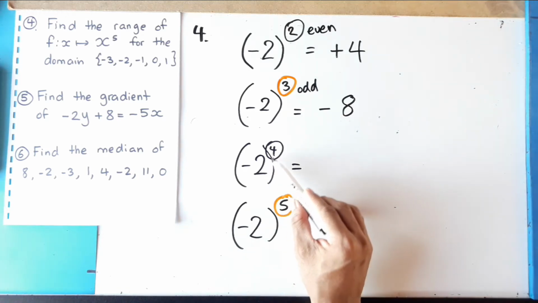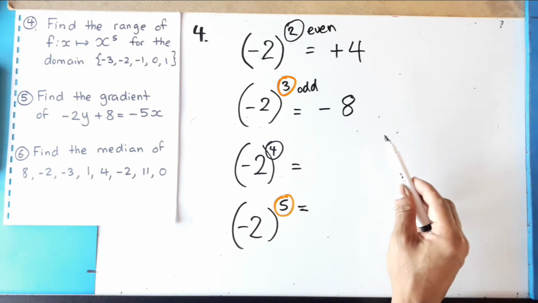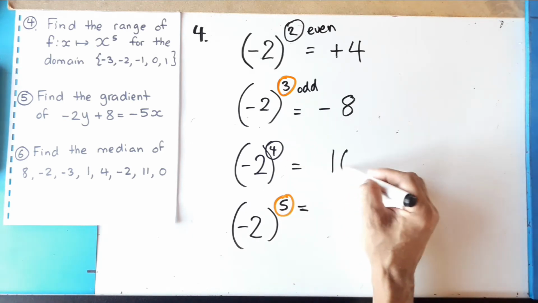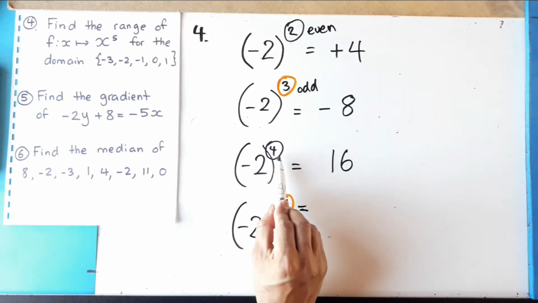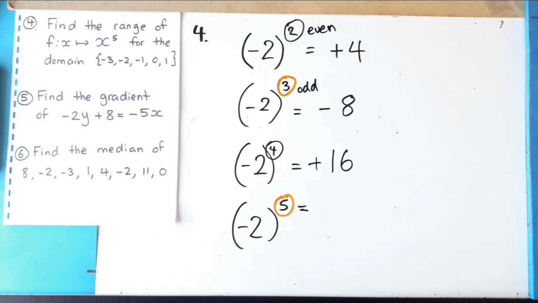This one here is 2 to the power 4. It's an even number. So 2 multiplied by 2 multiplied by 2 multiplied by 2 will give me 16. Now I know it's an even power, and inside here is a negative, so I will come out with a positive answer.